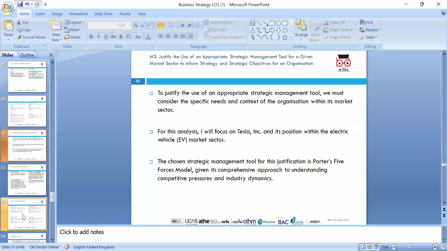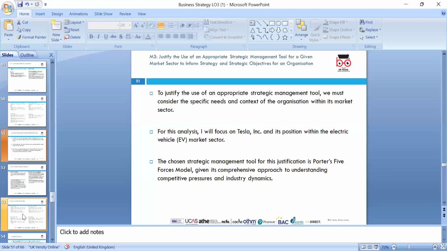Okay, so M3: justify the use of appropriate tools. If you want to work towards a merit or distinction, we have to look around the merit or distinction criteria. So justify the use of appropriate strategic management tools with the given market sector from the strategy or strategic objective. So we can look around the strategic objective of a vehicle company, if you're using Tesla in the vehicle industry, electric vehicles especially.